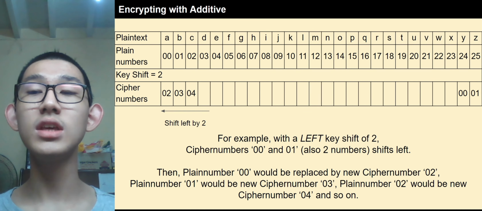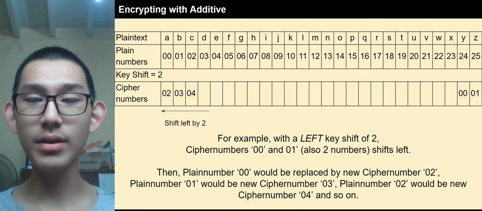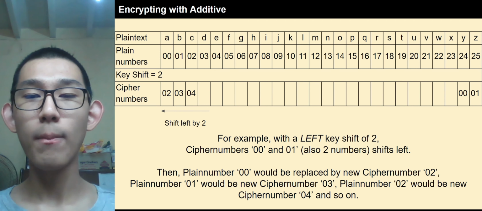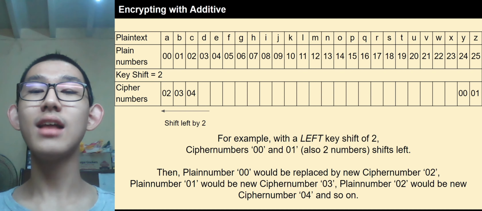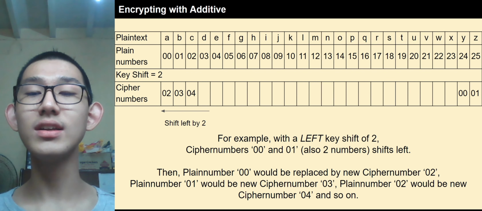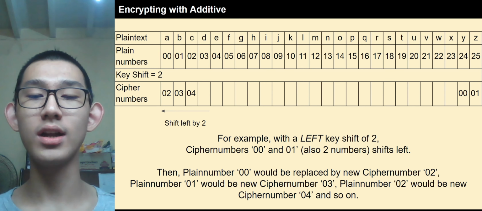For example, with a left key shift of 2, plain numbers 24 and 25 equal cipher numbers 0 and 1. Then plain number 0 equals cipher number 2, plain number 1 equals cipher number 3, and so on and so forth. Now the reason why we have a 0 in front of our single digit numbers is simply because we are trying to make the table easier to understand.